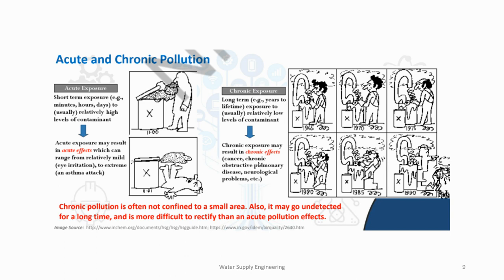Whereas chronic exposure means an exposure over long years to lifetime, that will cause chronic effects. For example, cancer, chronic obstructive pulmonary disease, neurological problems, etc. Also, chronic pollution is often not confined to a small area. It may go undetected for a long time, and it is more difficult to rectify than an acute pollution effect.